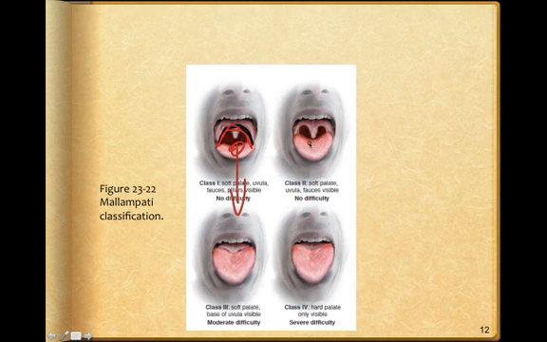This is a class 2 Mallampati. Soft palate, uvula, fauces are visible, but again, decreased angle. This is a Mallampati 3. I can't see the back of their throat. All I see is tongue and uvula. And this is the hardest airway, which is a Mallampati 4. Hard palate only visible. And this is really severely difficult.